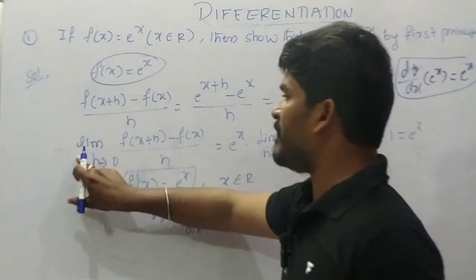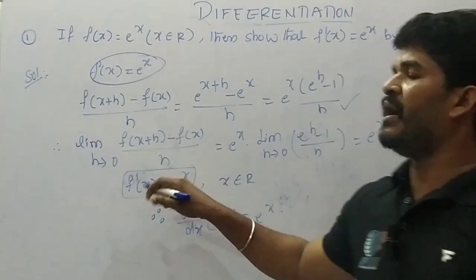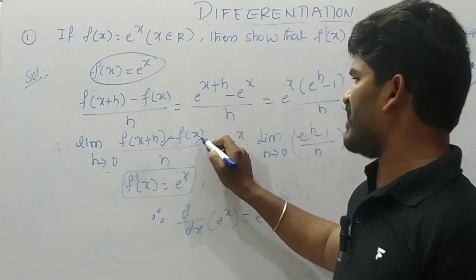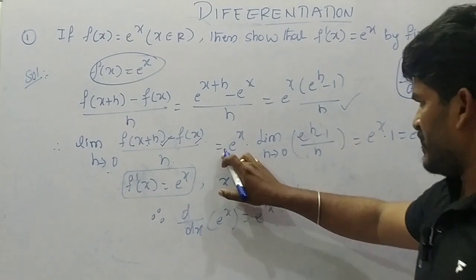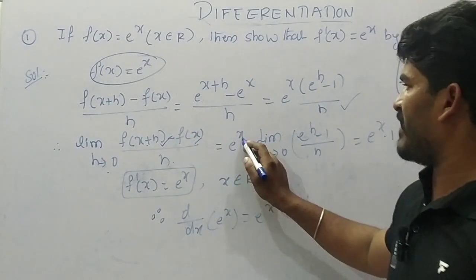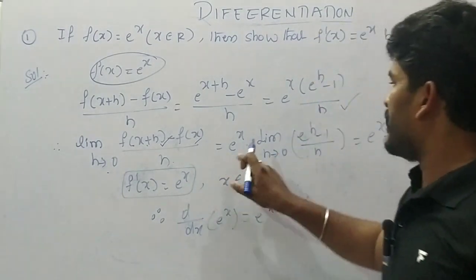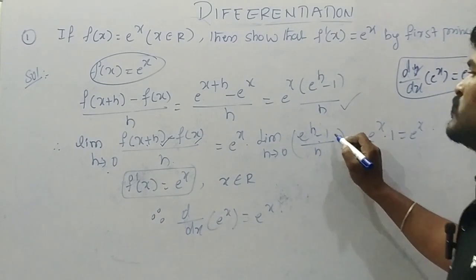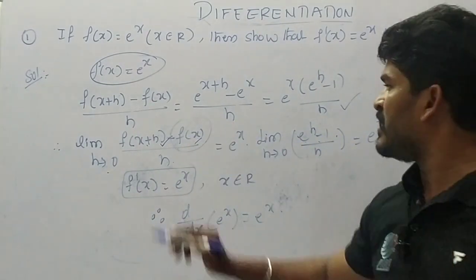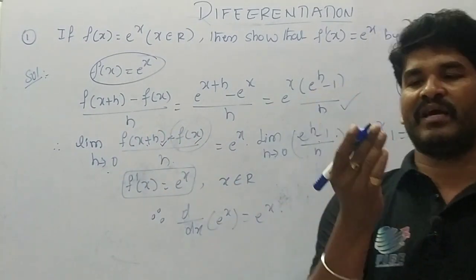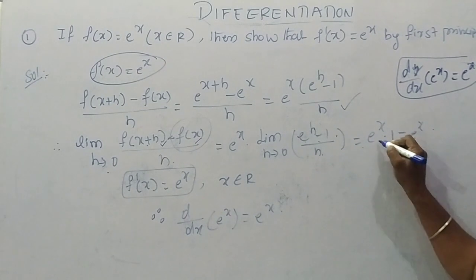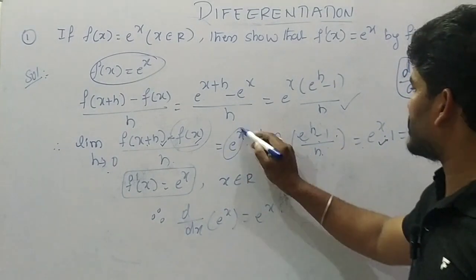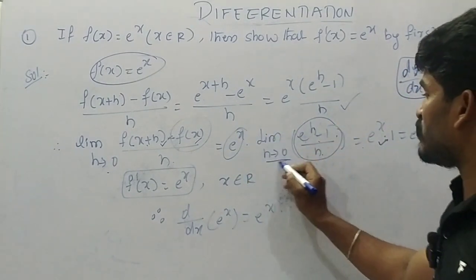Now we apply limits as h tends to 0. The limit of f of x plus h minus f of x divided by h equals e power x into the limit as h tends to 0 of e power h minus 1 divided by h, and this limit is 1. Therefore the result is e power x into 1.